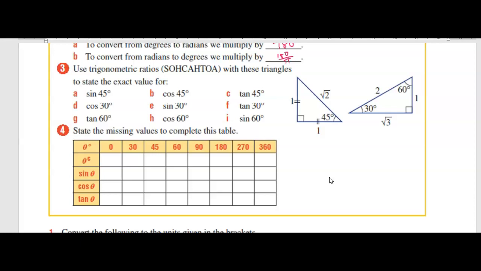So if we were doing sine 45, so remember sine theta equals opposite over hypotenuse. So we've got sine 45. Your opposite side is 1, and then we've got root 2. Now, what you need to do is just rationalize the denominator, because we don't usually leave a root as a denominator, so multiply it by root 2 on 2. So that gives you, sorry, root 2 on root 2 gives you root 2 on 2.